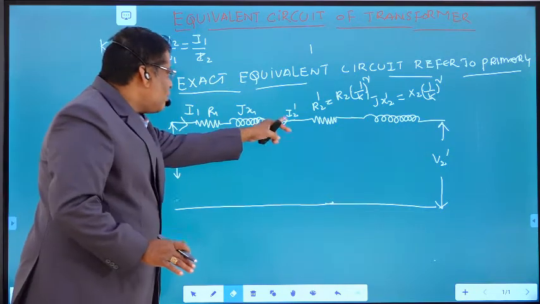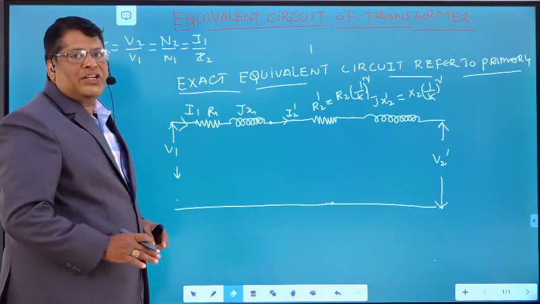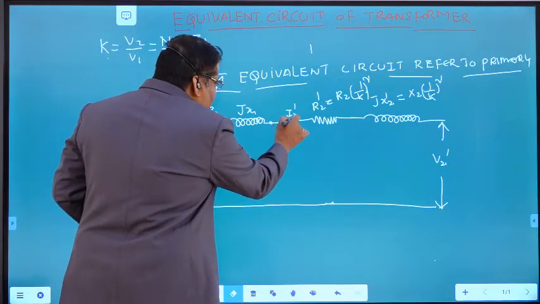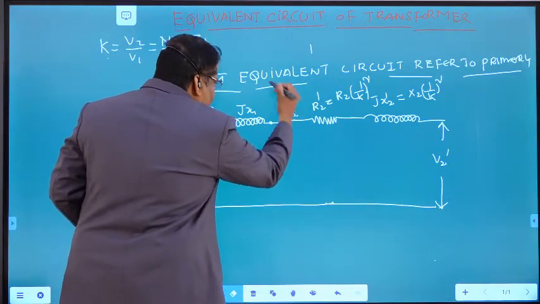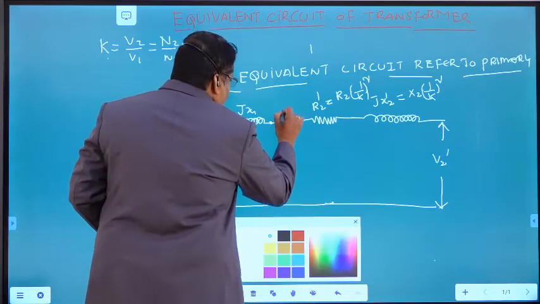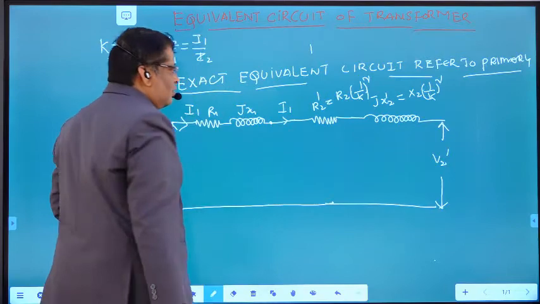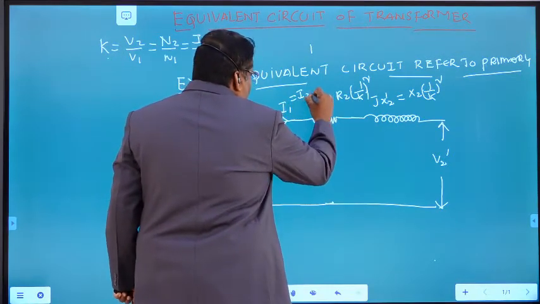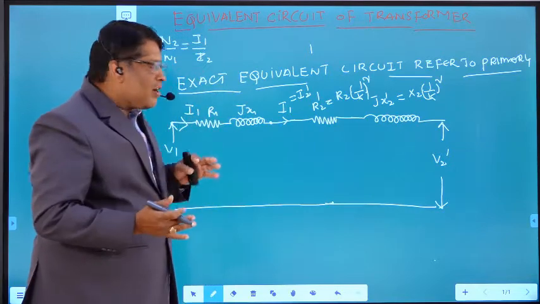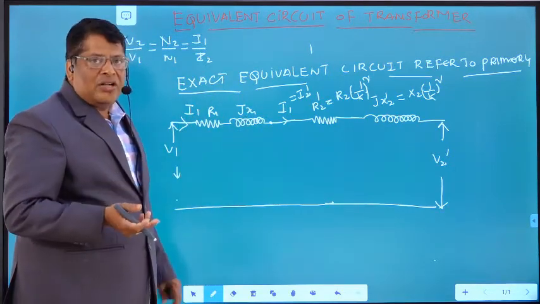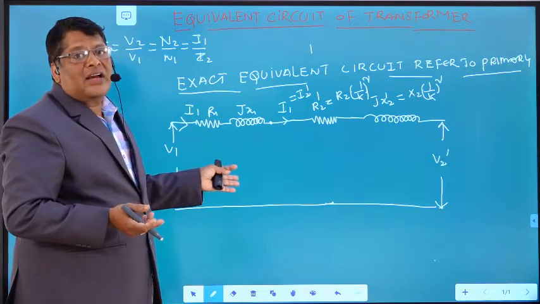Now I2 dash equals I1. Here the same amount of current is flowing, so we can write it as I1, because it is equal to I2 dash. What is the difference between I1 and I2 dash? The difference is only the no load current. But here we neglected the no load current.